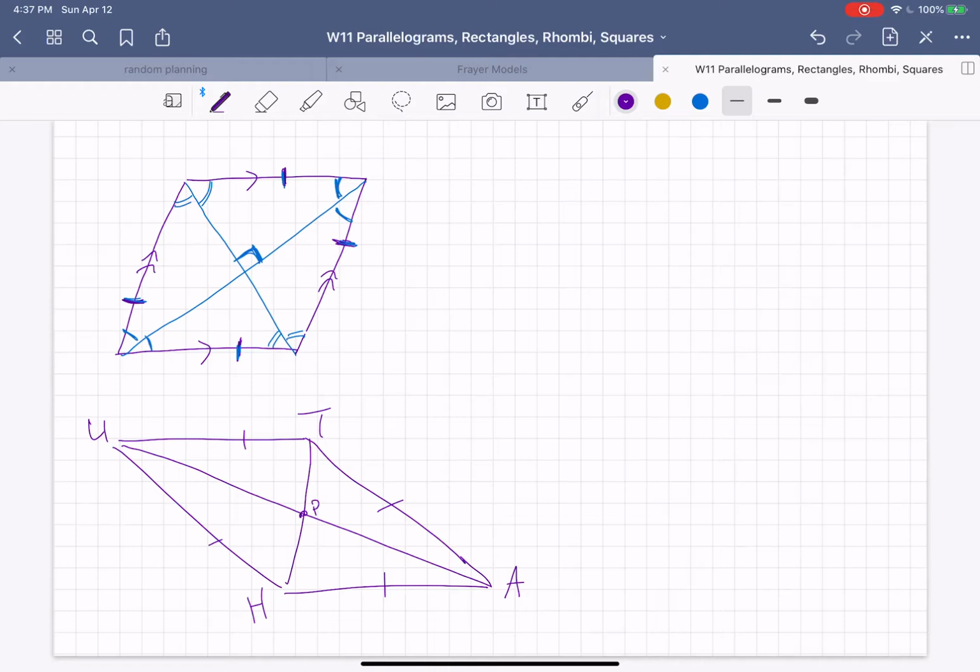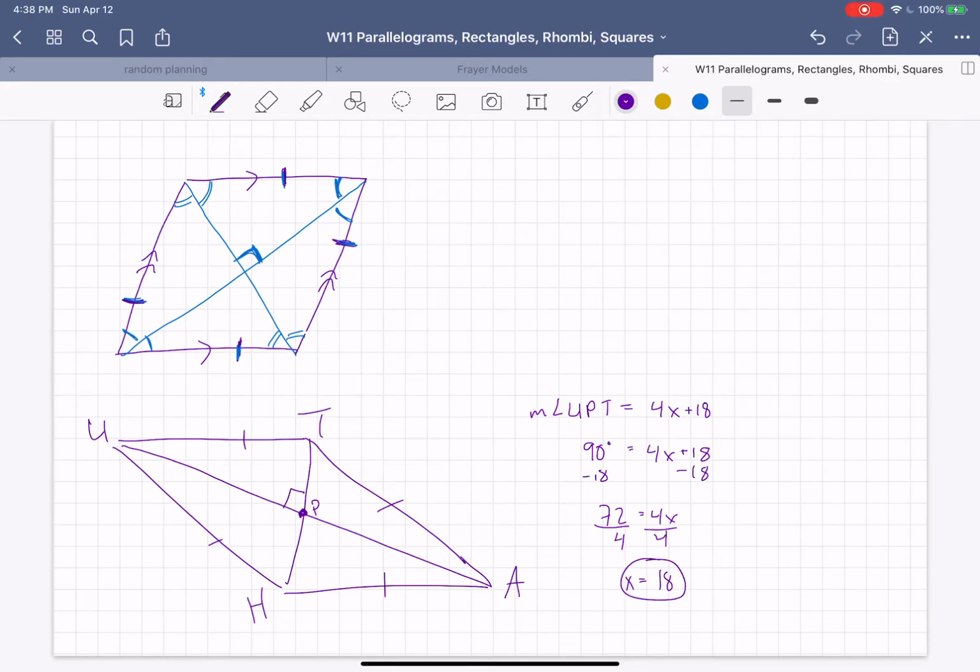So what if I said the measure of angle UPT is equal to 4x plus 18. We want to try to solve for x. We have to remember that in every single rhombus, that middle angle, because of our special properties, the diagonals are perpendicular. So that angle for sure is 90 degrees. So we can solve for x now by subtracting 18 on both sides and then dividing by 4 to get x equals 18. So that's just solving for x.